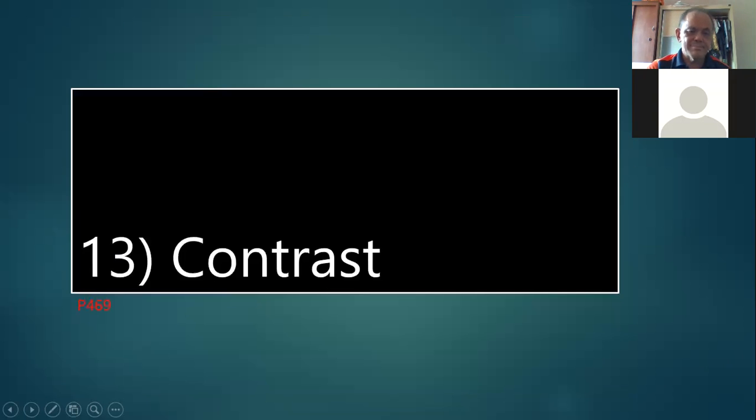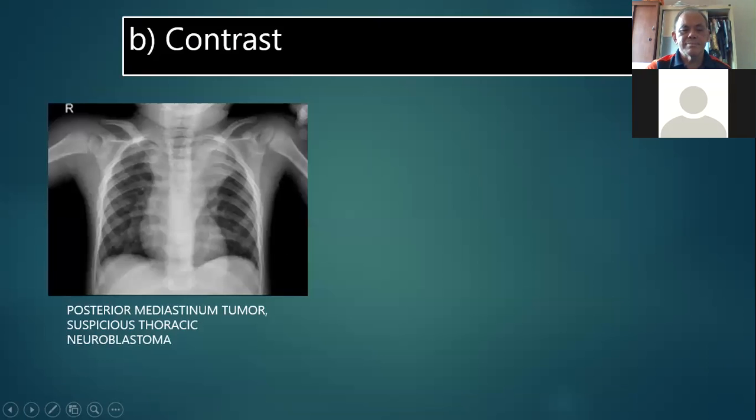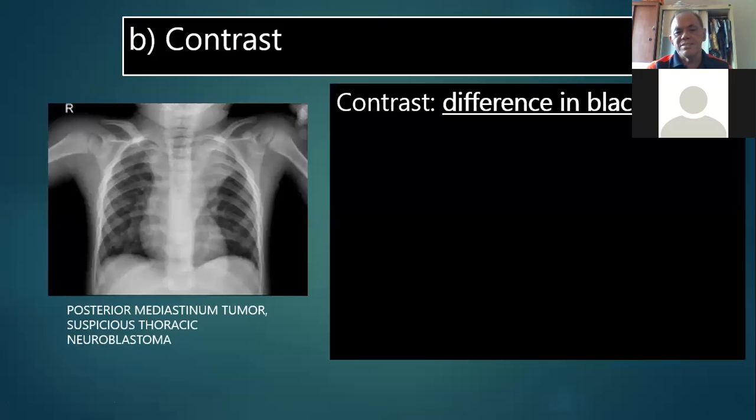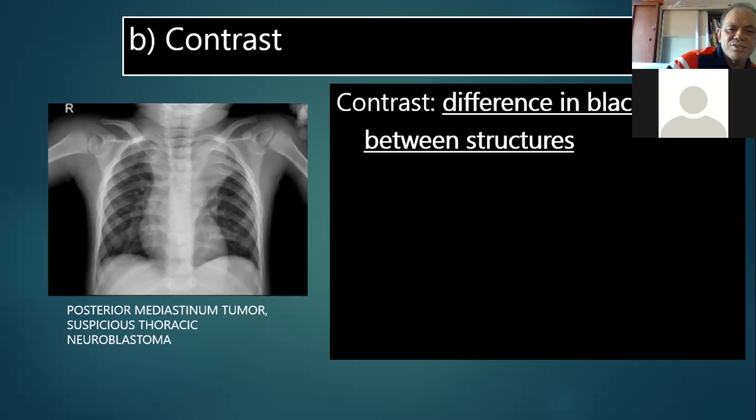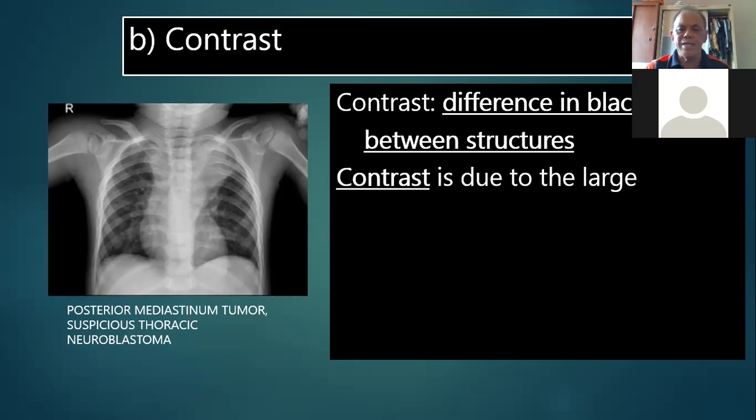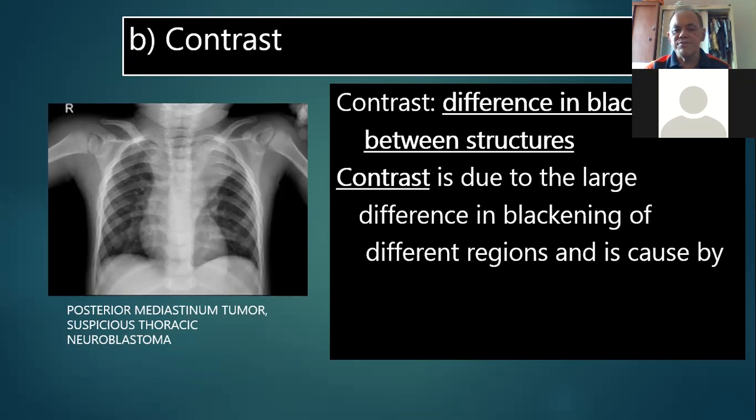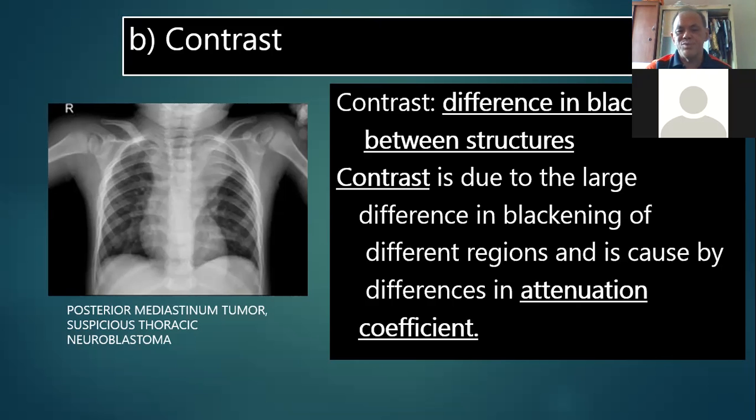Contrast: difference in blackening between structures. Memorize. Right? Usually under X-ray, they will ask you what is contrast, what is sharpness. Contrast is due to large difference in blackening of different regions and is caused by differences in attenuation coefficient. We will look into that. Right? So, to be able to see different tissue, we must have a good contrast to know that this is the lung there, this is the heart there. We'll look into attenuation coefficient in a while.